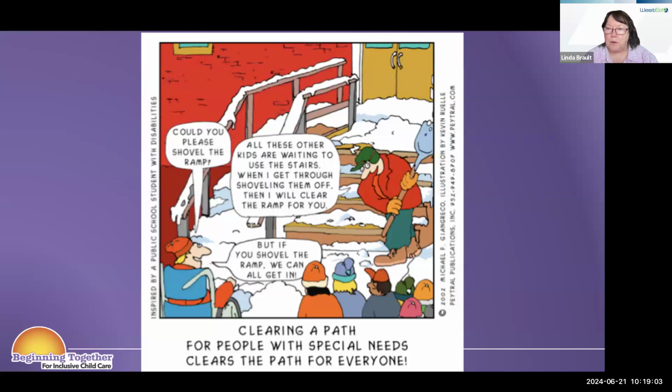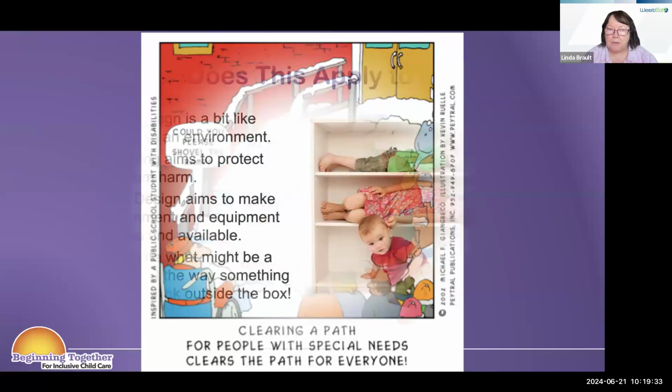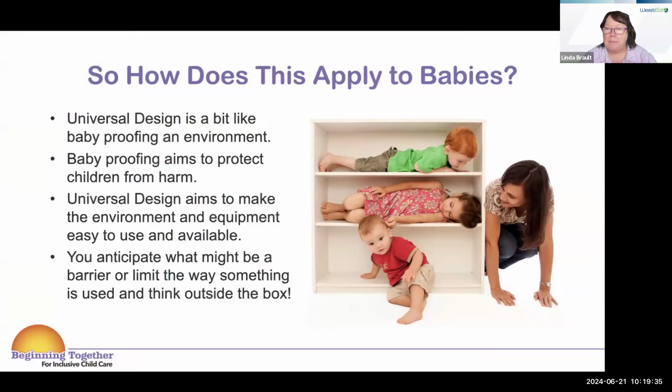So this is one of our favorite cartoons where there's a young man in a wheelchair and he asks the person shoveling snow, could you please shovel the ramp? And the person shoveling says, all these other kids are waiting to use the stairs. When I get through shoveling them off, then I will clear the ramp for you. And he says, but if you shovel the ramp, we can all get in. And that's sort of a nice thought, is that clearing a path for people with disabilities kind of clears the path for everyone. So how does this apply to babies?